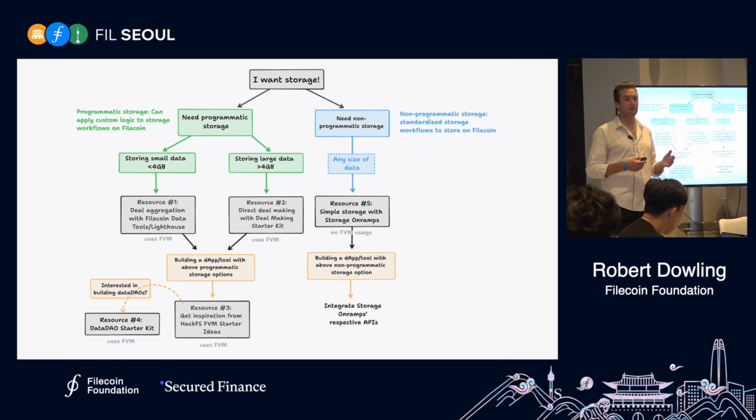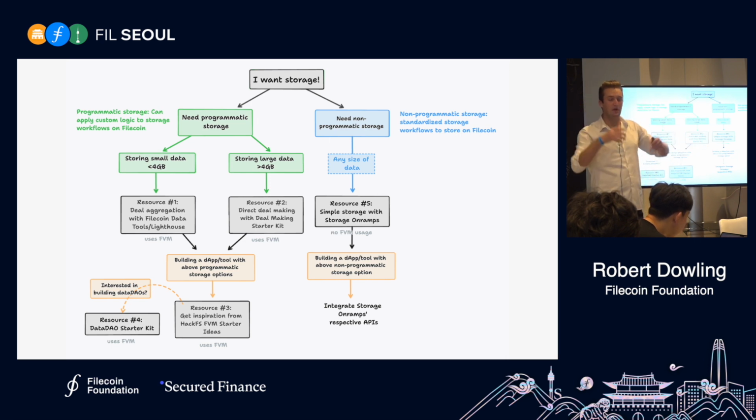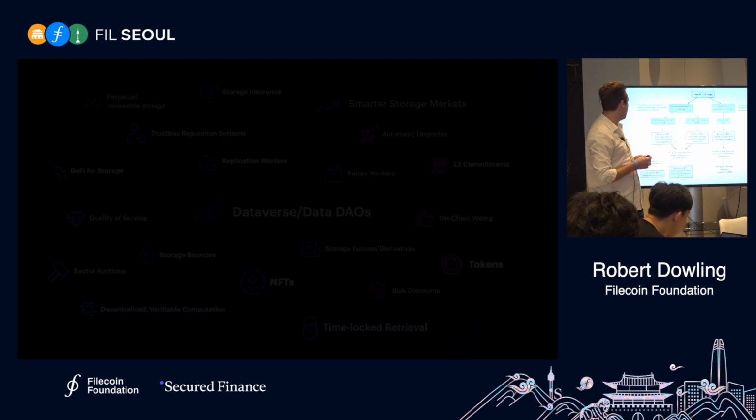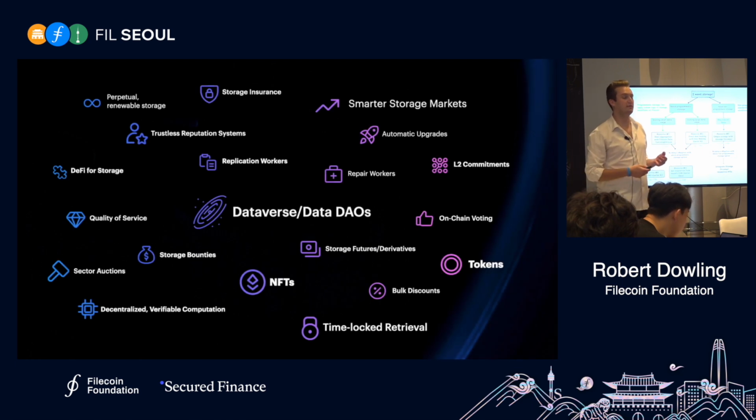However, if your data, generally speaking, is less than 4 gigabytes, you might want to consider using an aggregator. One example is Lighthouse. Another example is, well, what was called Filecoin Data Tools. It might have been retired now, but I'll have to check if this is updated. But deal aggregation effectively allows you to include your deal with a bunch of other deals into one bigger deal. And so, generally speaking, this should be more interesting to storage providers to pick up your deal.